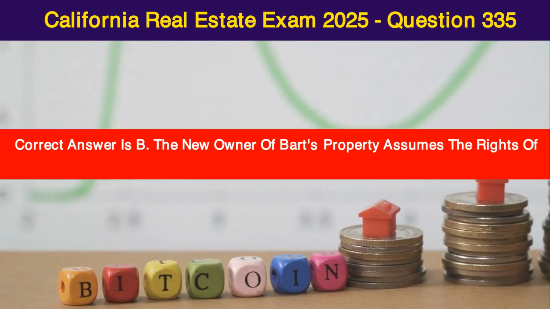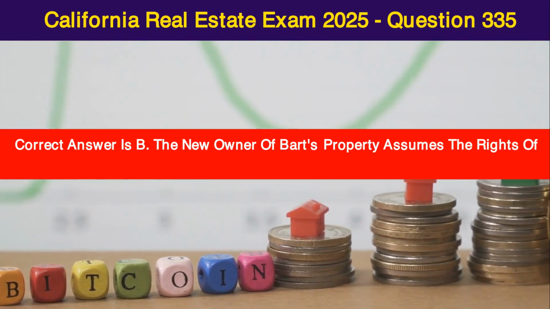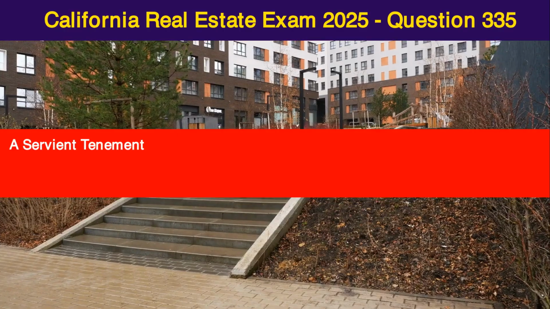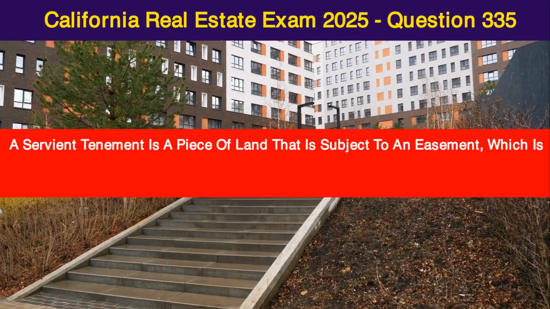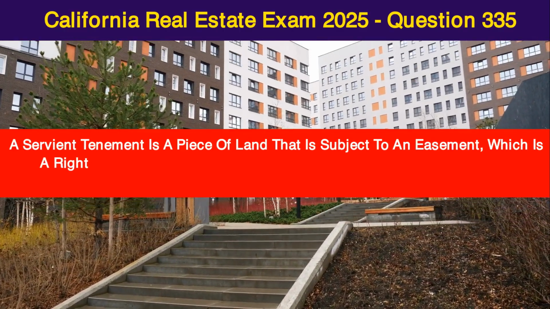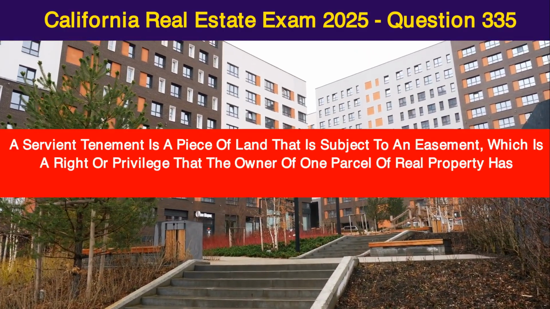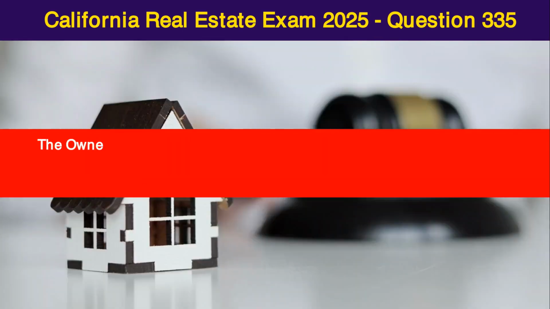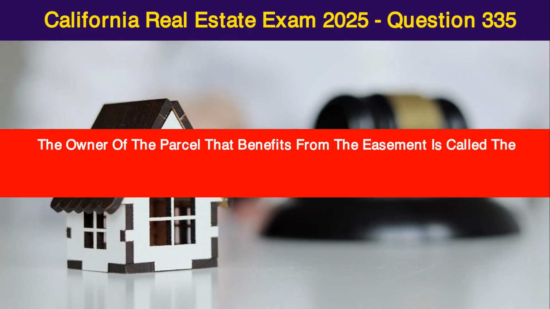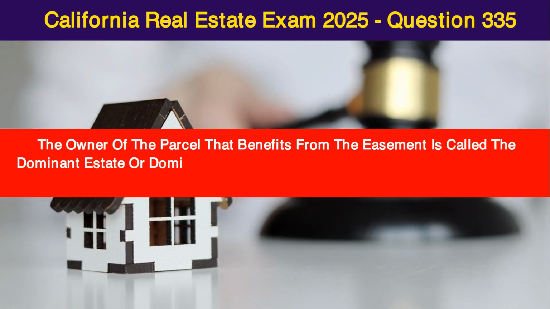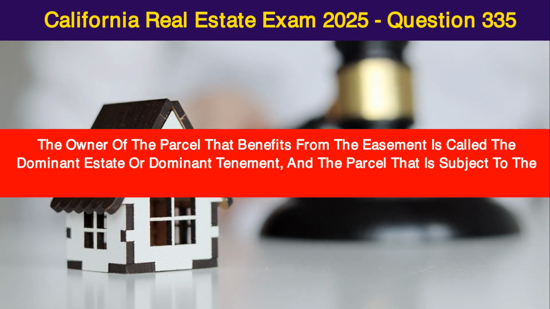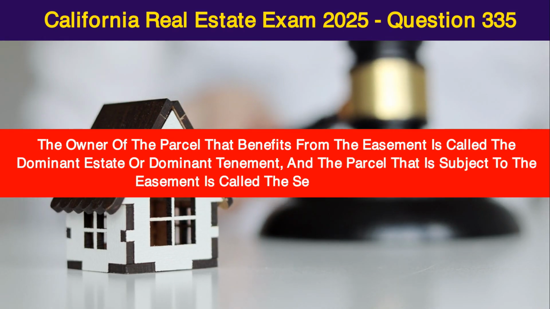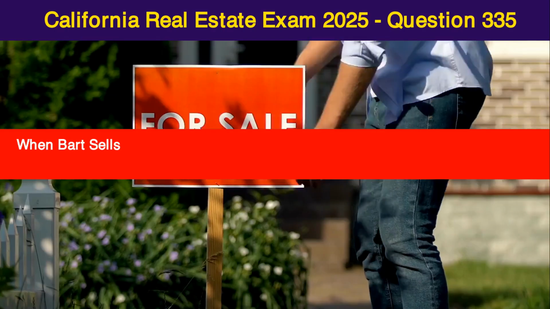Correct answer is B. The new owner of Bart's property assumes the rights of the dominant tenement. A servient tenement is a piece of land that is subject to an easement, which is a right or privilege that the owner of one parcel of real property has concerning another parcel of an estate. The owner of the parcel that benefits from the easement is called the dominant estate or dominant tenement, and the parcel that is subject to the easement is called the servient tenement.